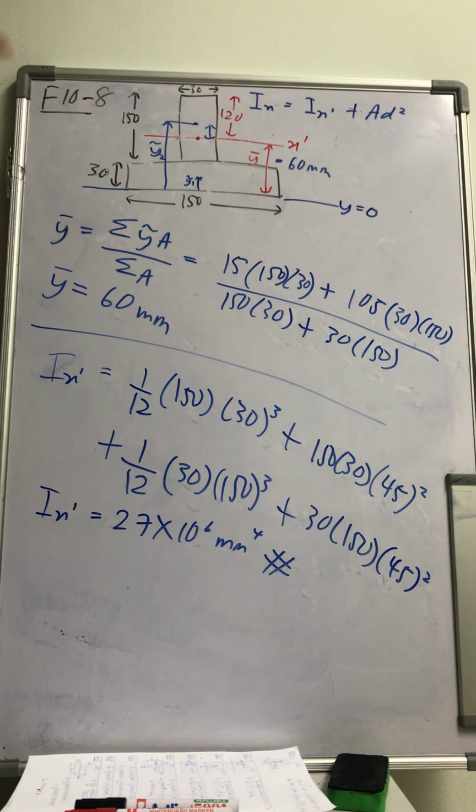What is the difference between this F108 and the previous examples, like F105 and F106? The difference is that in this case, you have to find the centroid of these composite areas first. So you need to go to chapter 9 to find the centroid first, and only then do you find the moment of inertia. It depends on the shape, but you need to understand chapter 9 first.